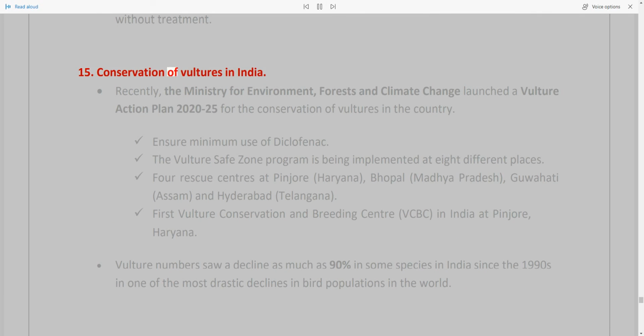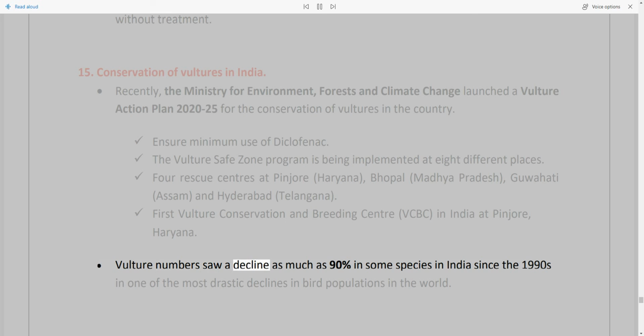15. Conservation of vultures in India. Recently, the Ministry for Environment, Forests, and Climate Change launched a Vulture Action Plan 2020-25 for the conservation of vultures in the country. Ensure minimum use of diclofenac. The Vulture Safe Zone program is being implemented at 8 different places. Rescue centers at Pinjar, Haryana, Bhopal, Madhya Pradesh, Guwahati, Assam, and Hyderabad, Telangana. First Vulture Conservation and Breeding Center, VCBC, in India at Pinjar, Haryana.